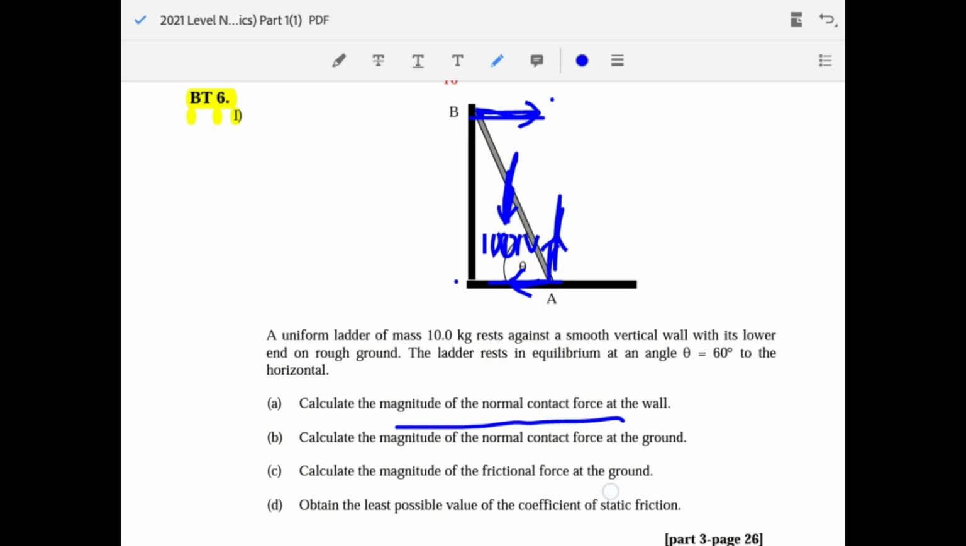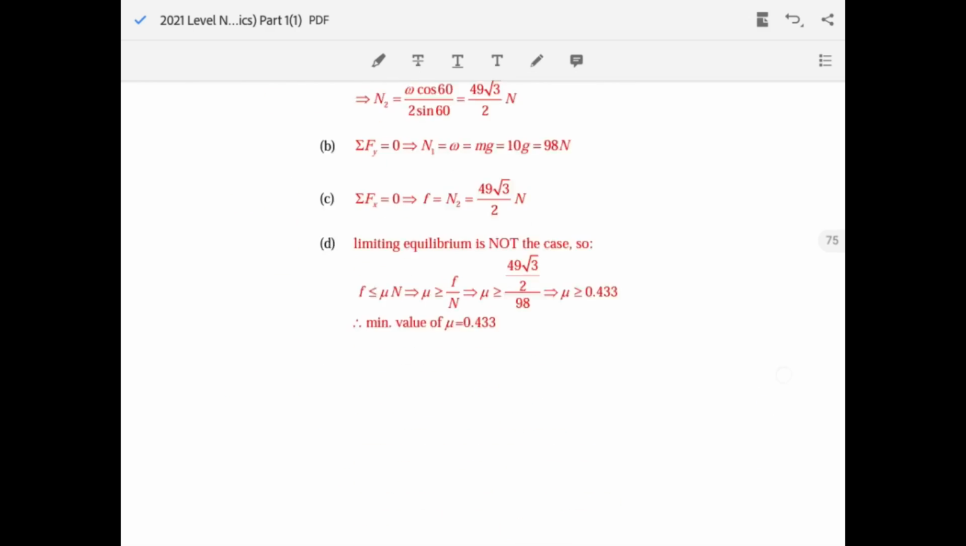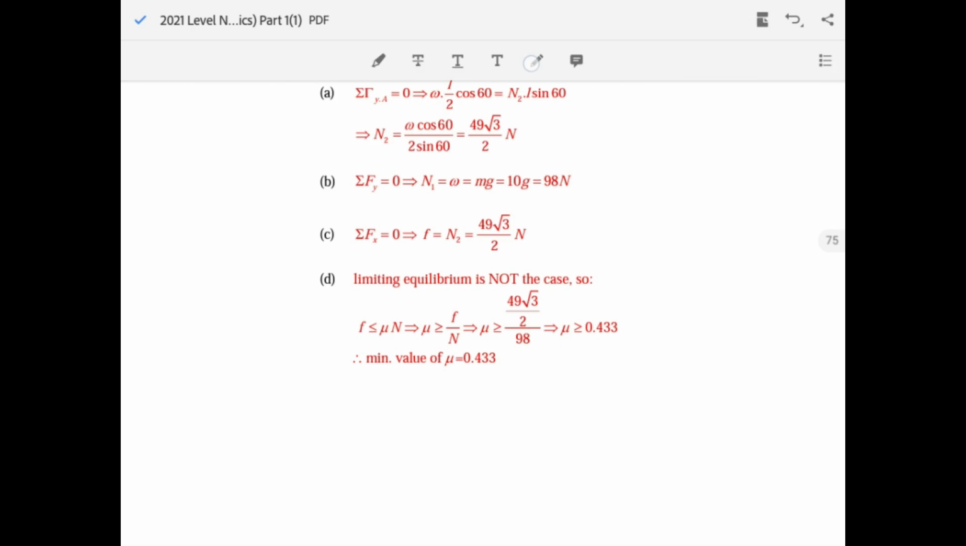So you got normal contact, it's equal to the friction over here. And you have the weight, and since it's the only y value, the normal push here is similar to the weight. Obtain the least possible value. Well, it's normal push times mu equals F. So the answer you got for part A, you equate it to mu mg, and it should simplify nicely. Well, it doesn't simplify nicely, but you get a value.